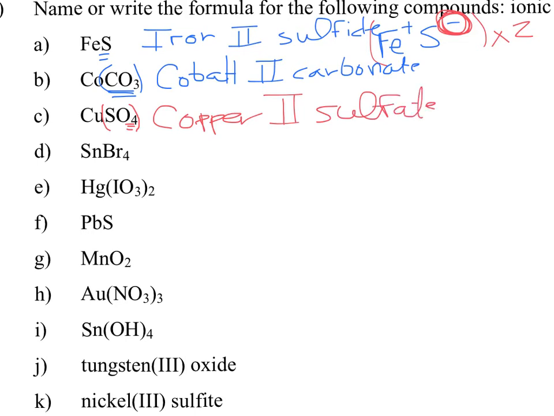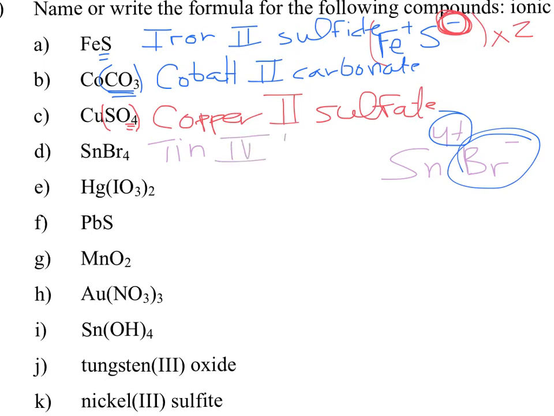Okay, all right, now this one actually is going to work. It's tin. And when you reverse crisscross, you get a 4 plus and a 1 minus. The 1 minus on the bromide, so let me just show you. SnBr, you're going to get a 4 plus and a 1 minus. This 1 minus is correct for bromides, which means the 4 plus is correct. So it is tin 4 bromide.